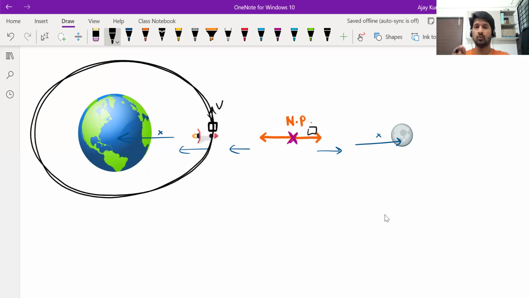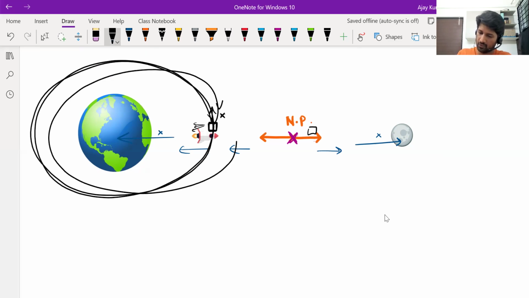Now, this module has boosters, meaning small rockets attached to it. Whenever the module reaches this position, let's call this position X, it will release some gases in this direction. We have studied in rocket propulsion that if gases are released in this direction, the rocket will move in the other direction. So this module will shift its orbit this way. Okay, so it can boost itself to go out of this orbit.